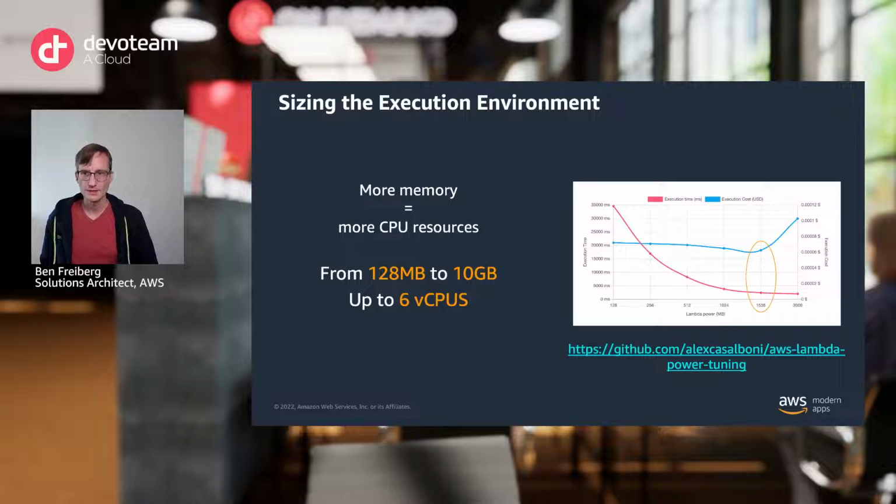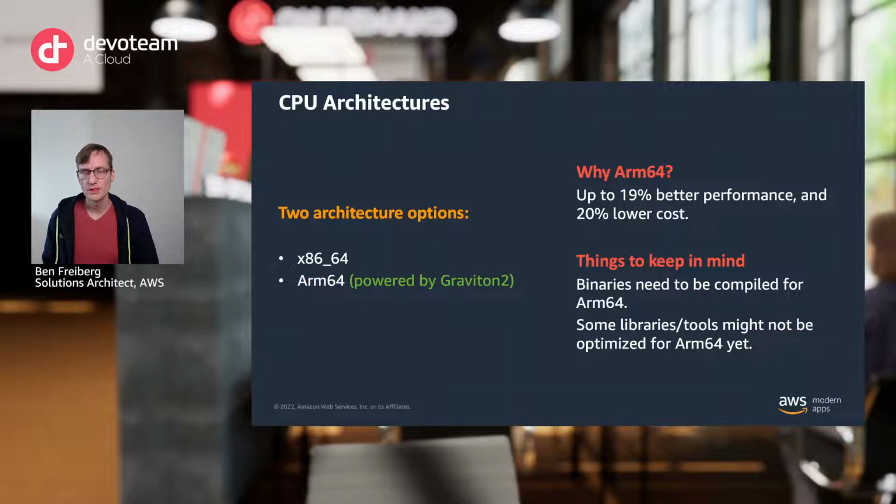And that ties in nicely to one of our recent additions. Since September last year, there's the possibility to run your Lambda functions on our ARM-based Graviton 2 processors. Why would you do this? We've seen over all our customers that there is on average up to 19% better performance. So your code just performs better. And you get an additional 20% lower costs because the duration of your functions is shorter.